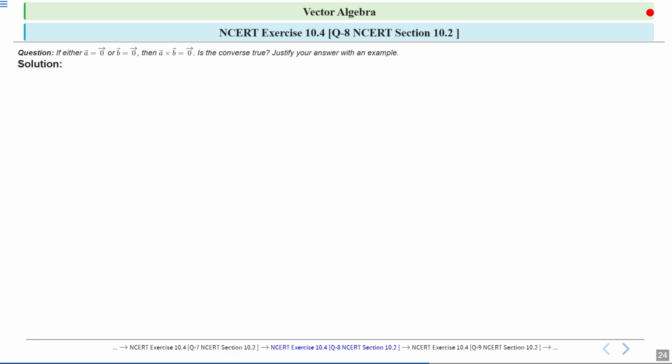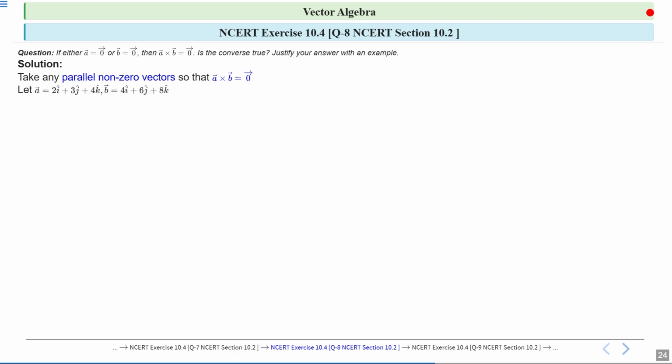So the question asks if either vector A or vector B is a 0 vector, then A vector cross B vector equals the 0 vector, right? Clear? And we are asked, is the converse true? So take any parallel non-zero vectors so that A vector cross B vector equals 0. Emphasize that this is a key property. When two vectors are parallel, their cross product is always 0, even if neither vector is actually the 0 vector, right? This sets up the idea that the converse might not be true.